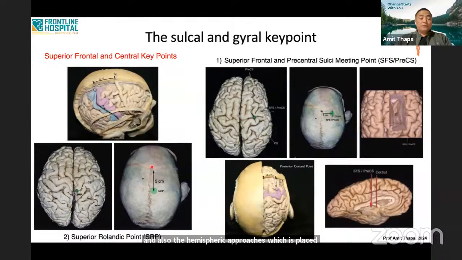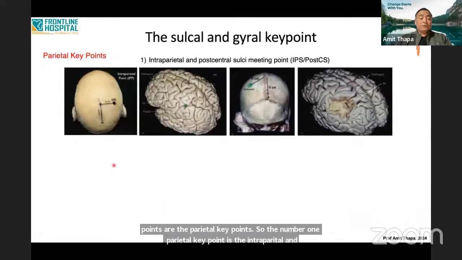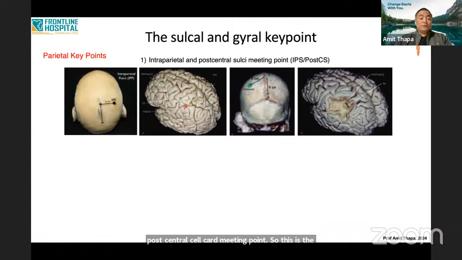Apart from that, the other key points are the parietal key points. So the number one parietal key point is the intraparietal and the post-central sulcus meeting point. So this is the intraparietal sulcus, and this is the intraparietal and post-central sulcus meeting point. This is actually placed 6 centimeter from the bregma and 5 centimeter from the midline. The importance is that if you go at a 30-degree angulation into this particular point, one can hit the trigone or the lateral ventricle.